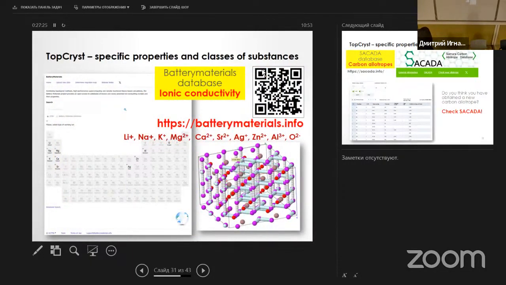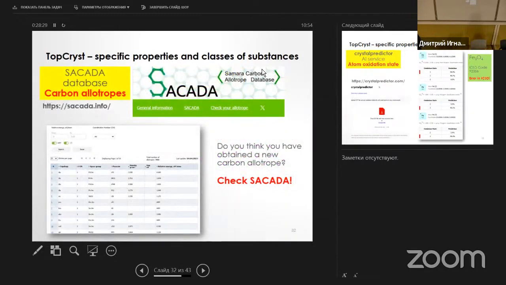Besides TopCryst, we also produced a series of databases with particular properties. And this is a battery materials database where the information, again extracted from our collections using topological methods, is presented in relation to ionic conductivity of materials. And this is again the most complete database on ionic conductors, the materials which are used in batteries, for example, in our smartphones. Mobile ions are considered here, not only lithium, like in lithium batteries, but also other kinds of ions.